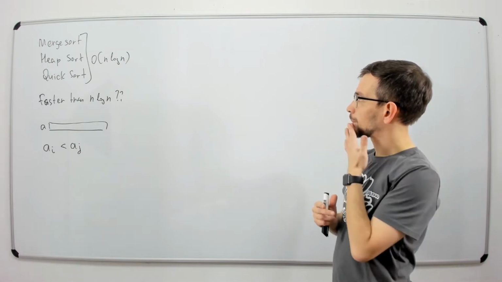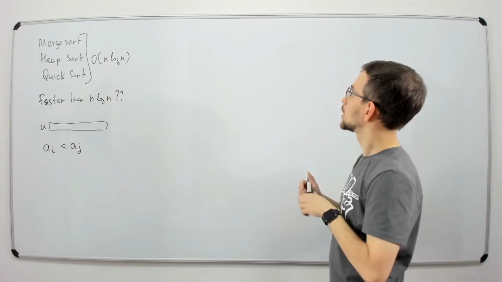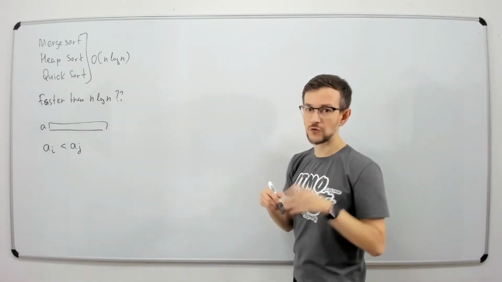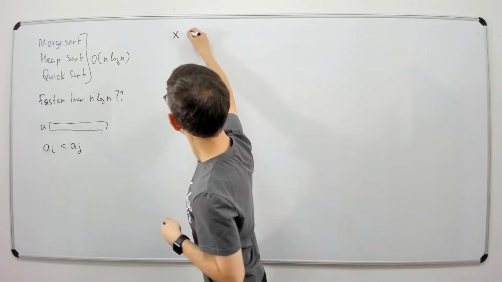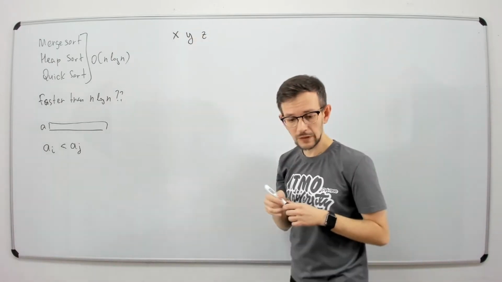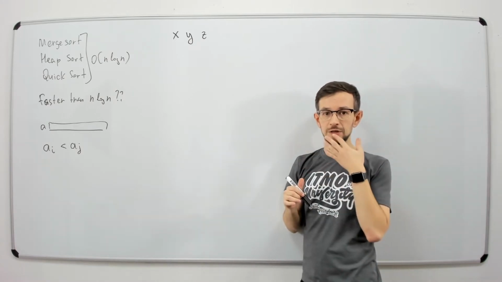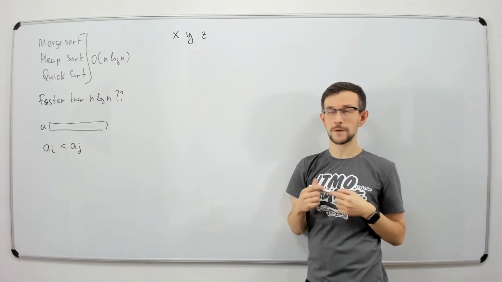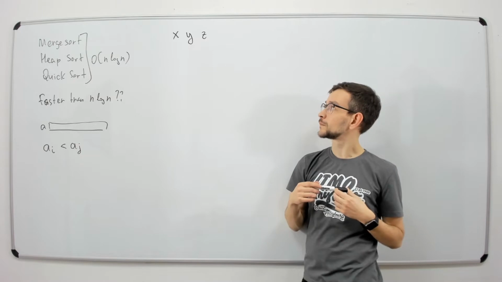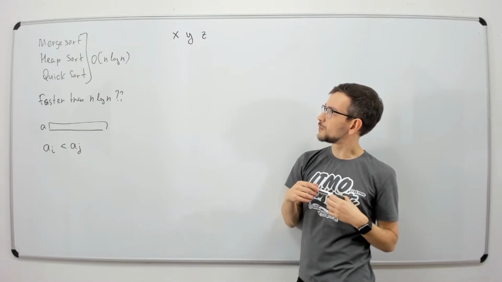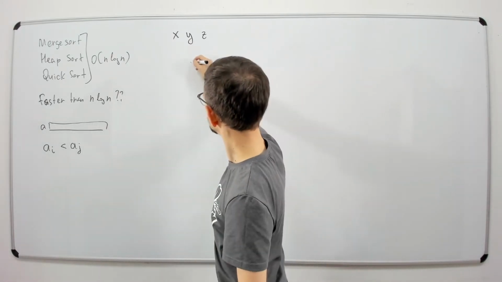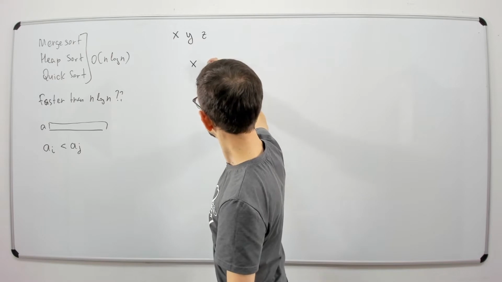Let's do it in the following way. Let's build the following tree. For example, let's have 3 elements, x, y, and z. And we want to sort these elements in increasing order. And the only operation we can do is to compare 2 elements with each other. So how can we do it? Let's say, for example, first we compare x and y. Let's see if x is less than y.